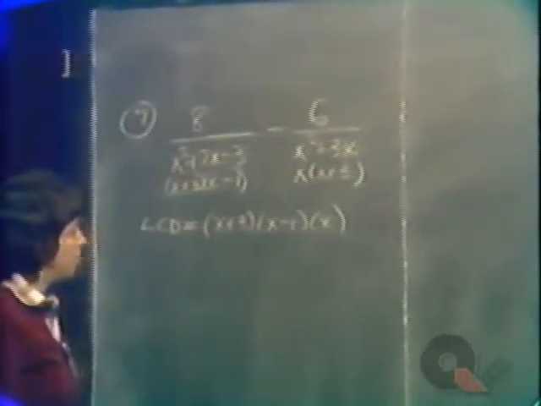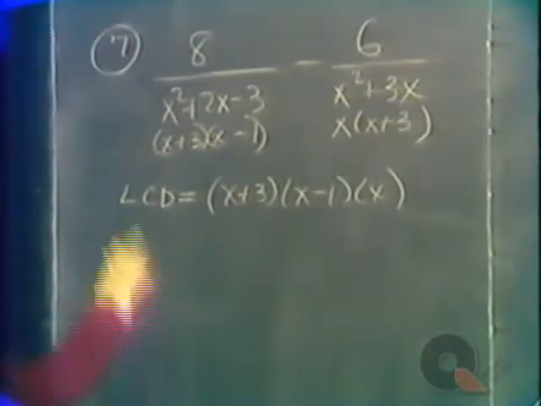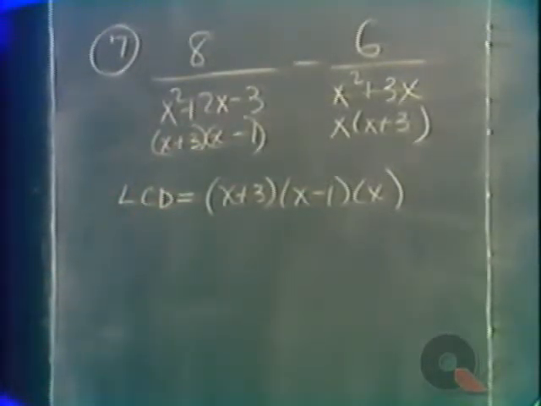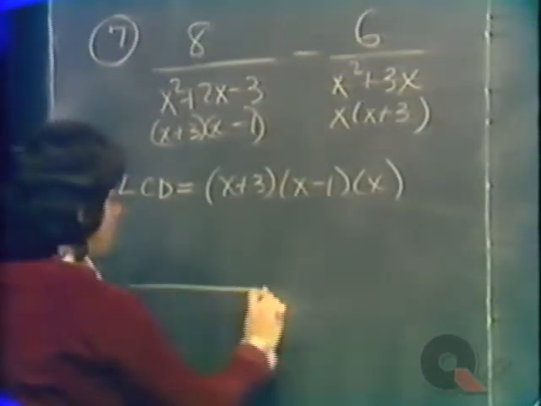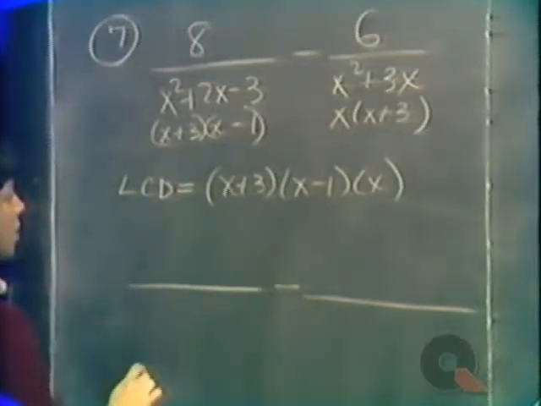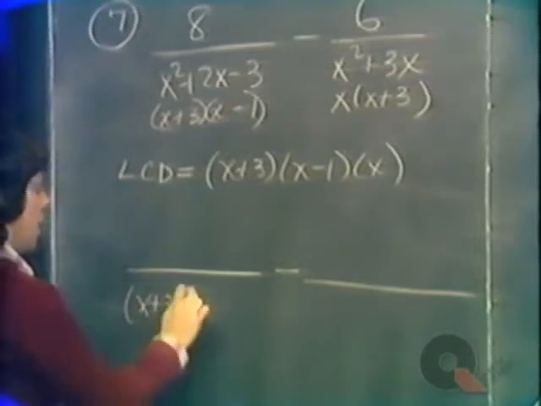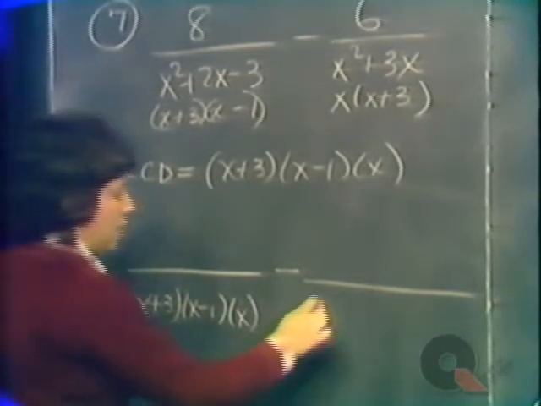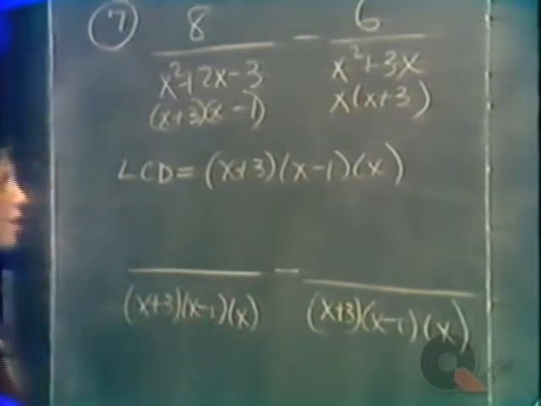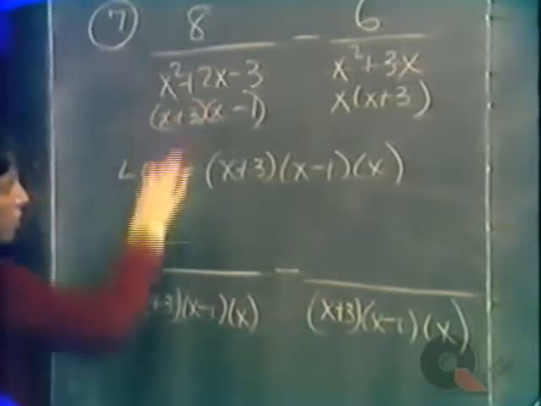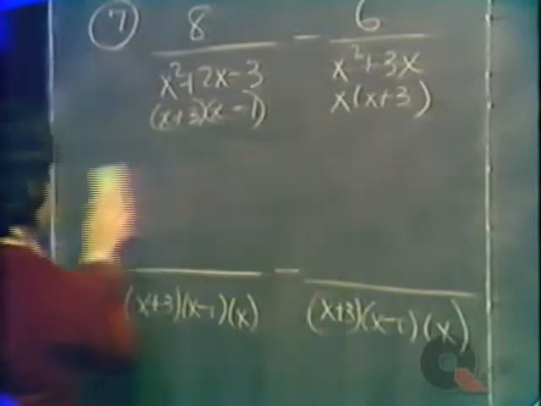Okay. Going back to this problem, we have our LCD. We're going to build fractions equivalent to the original ones with the same denominator. We know that this is the denominator, so we would like to build fractions equivalent to the original one, having this new denominator, namely x plus 3, x minus 1 times x. This is the LCD. We would like two fractions equivalent to the original ones having the same denominator. Okay, we can erase that now.